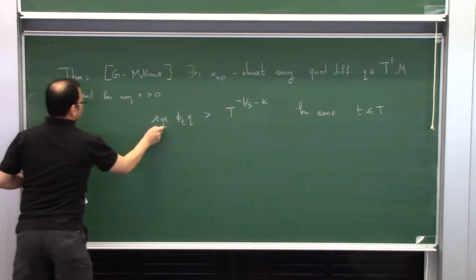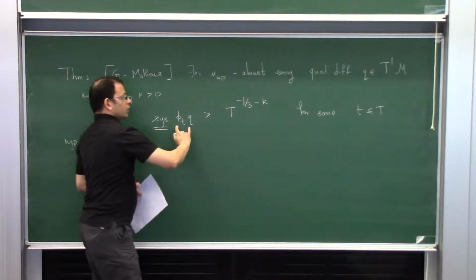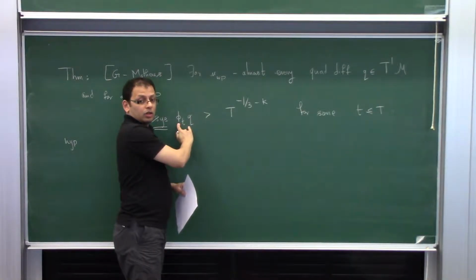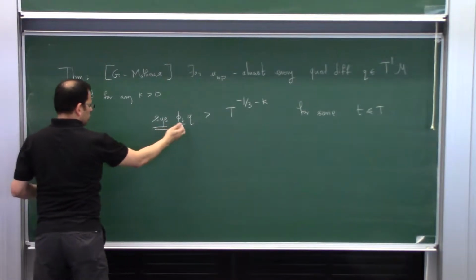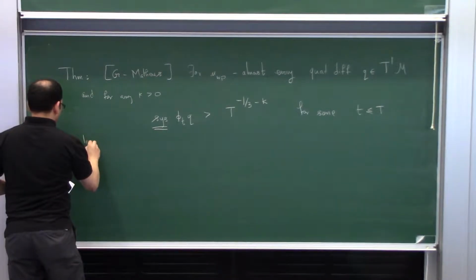So the system here is the hyperbolic systole. This is a sequence of marked hyperbolic surfaces. You can record the systole and record its hyperbolic length. So this should be the length of the shortest curve.